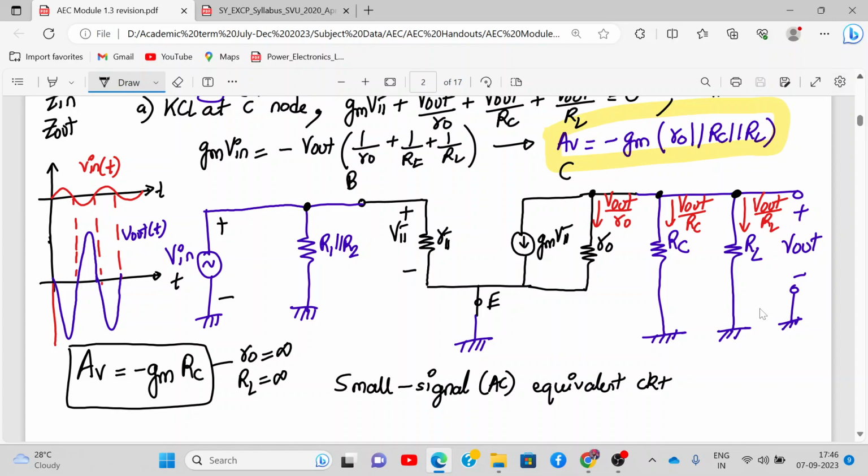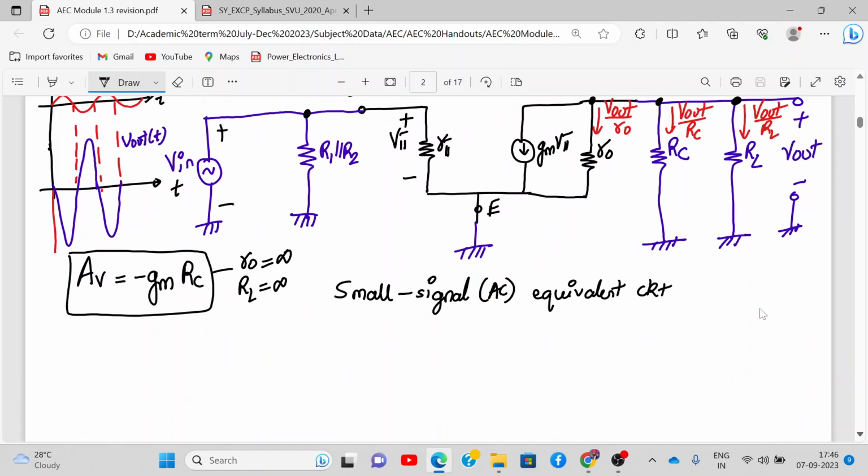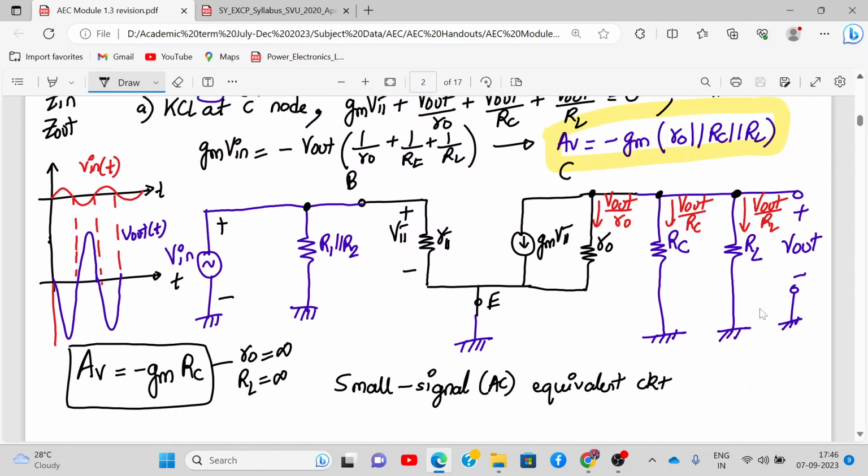Yes, sir. Sir, can you explain again what the graph is called? The V in and V out graph? This is the input output waveform with respect to time, not characteristics, sorry. This graph is called the input output waveforms for the common emitter amplifier.